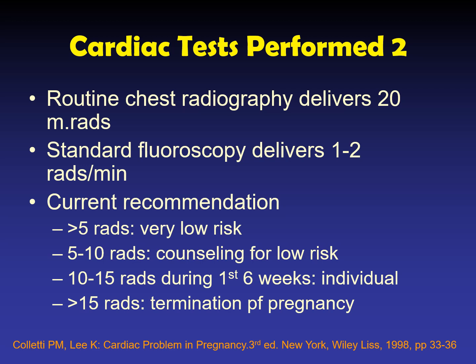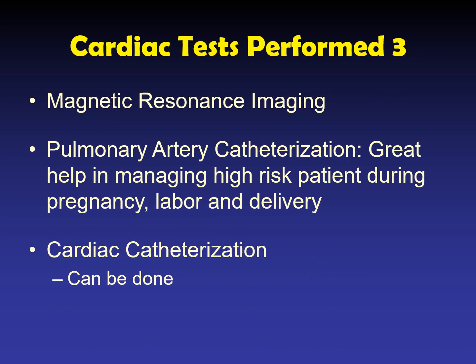So your routine chest radiography delivers 20 rads, and your standard fluoroscopy delivers 1 to 2 rads per minute. So current recommendation falls at less than 5 rads, very low risk, 5 to 10 rads counseling for low risk, 10 to 15 rads during first 6 weeks would depend on the individual, and greater than 15 rads, ideally termination of pregnancy. MRI could be used. Catheterization helps in managing your high-risk patient during pregnancy, labor and delivery, and cardiac catheterization can be done.